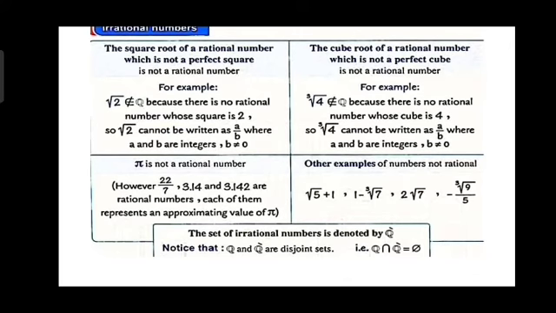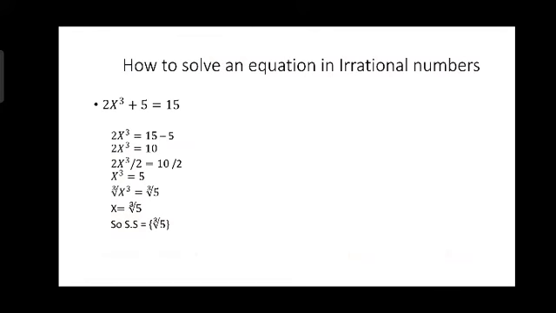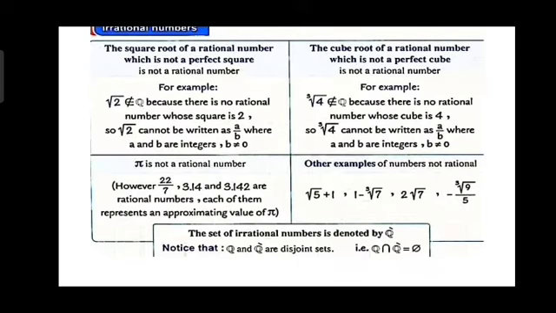So an irrational number is the square root of a rational number which is not a perfect square. For example, root 2 is not a rational number because there is no rational number whose square is 2. So root 2 cannot be written as A over B, where A and B are integers. Pi is also not a rational number.